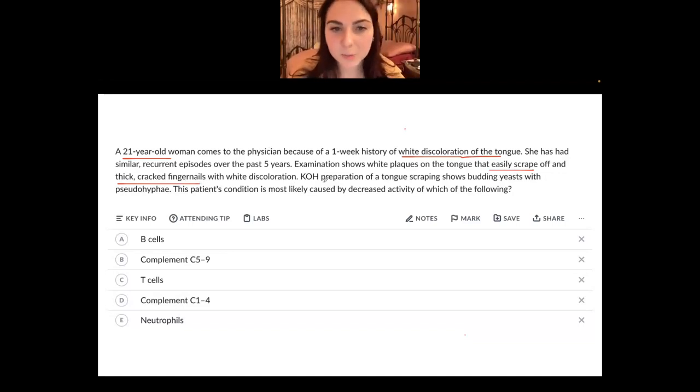But when you do the KOH prep, which is the potassium hydroxide prep, that shows you fungi. You see budding yeast with pseudohyphae. Okay, so we got Candida. But now what type of Candida is this? Because remember I told you there's 2 cells that you need to get rid of Candida. When in doubt for your exam, Candida is always going to be T cells. You need T cells to get rid of Candida. So if you forget what I said, T cells with Candida. Even in this one, it's going to be T cells.